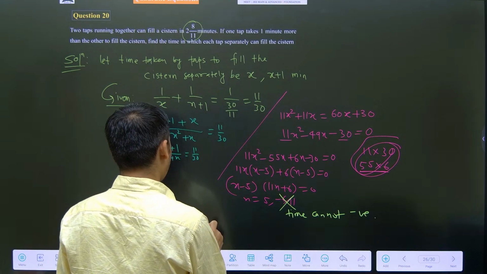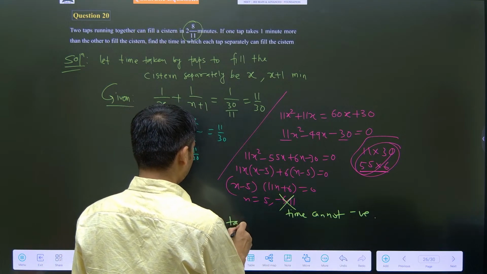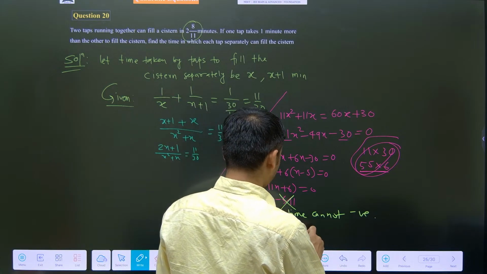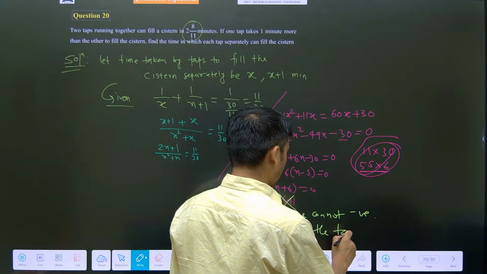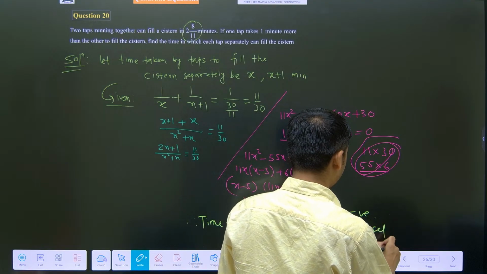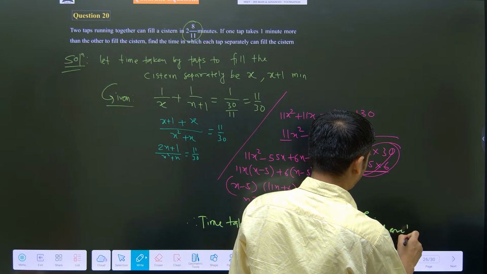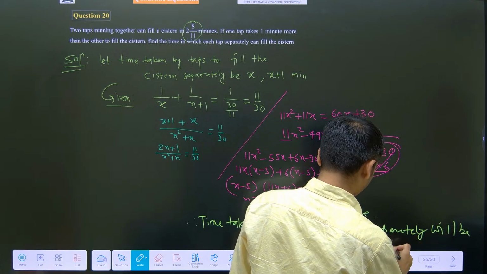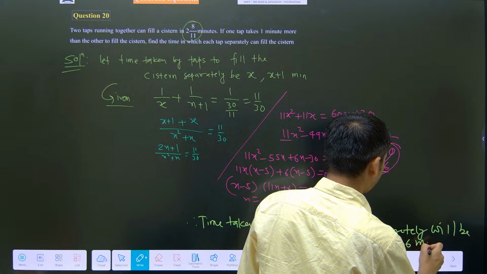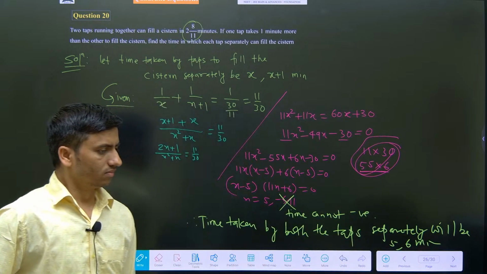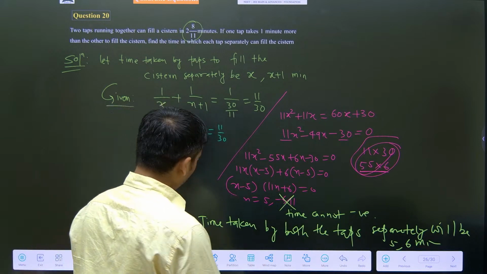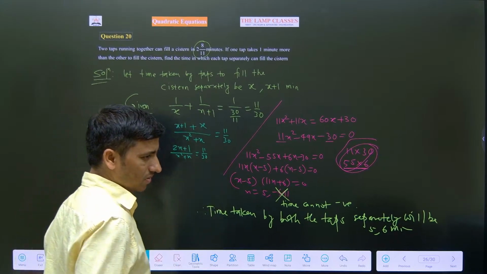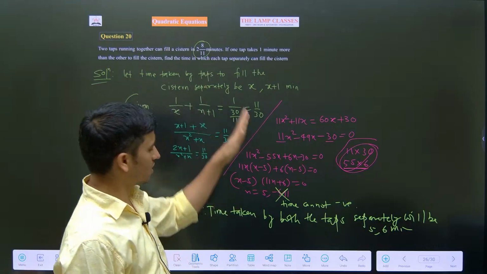Therefore, time taken by both the taps separately will be 5, 6 minutes respectively, no? Yeah, that's right. So yeah, it's a good question, right? 5 mark question and you don't have to do much, only this much.